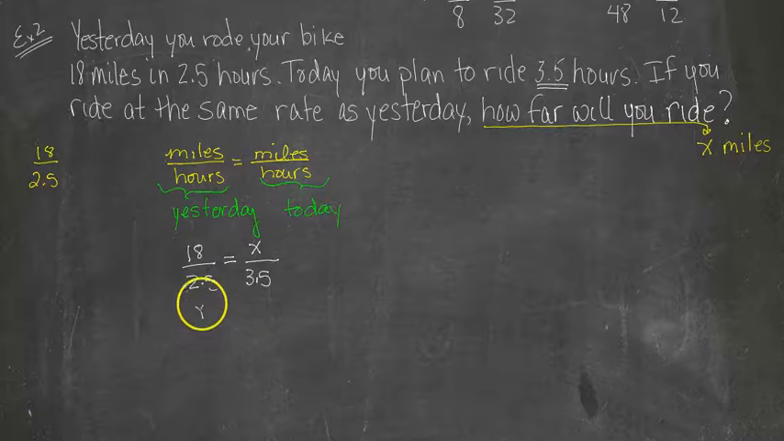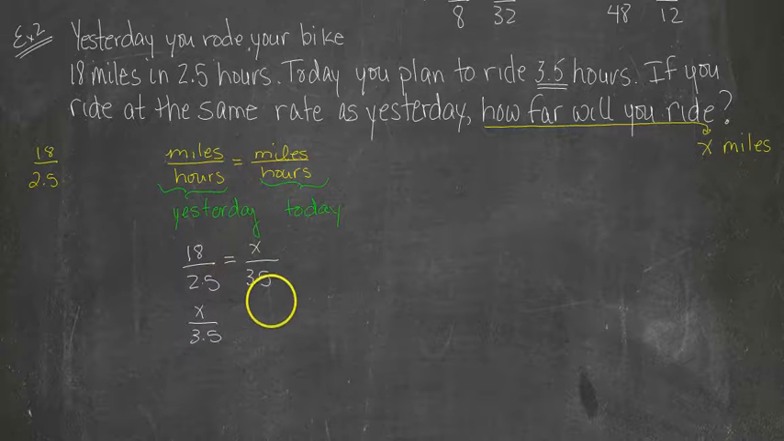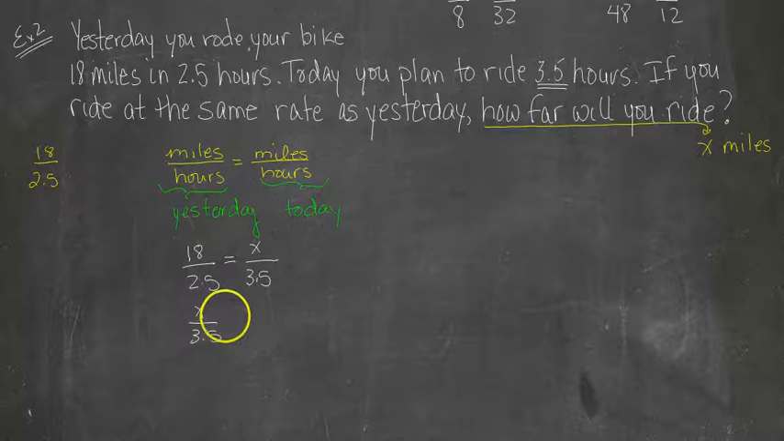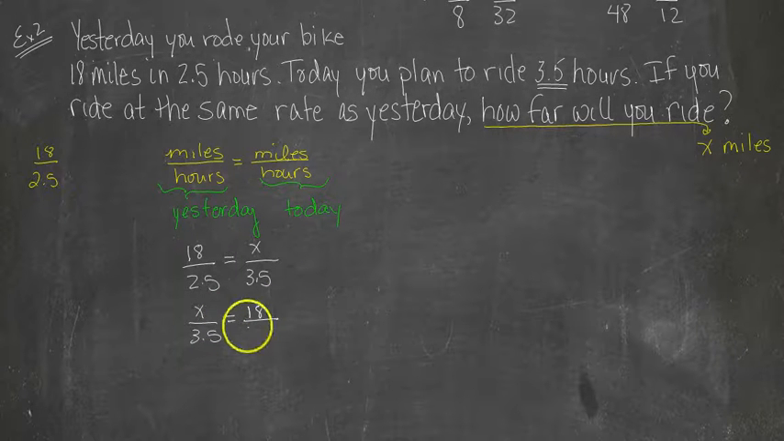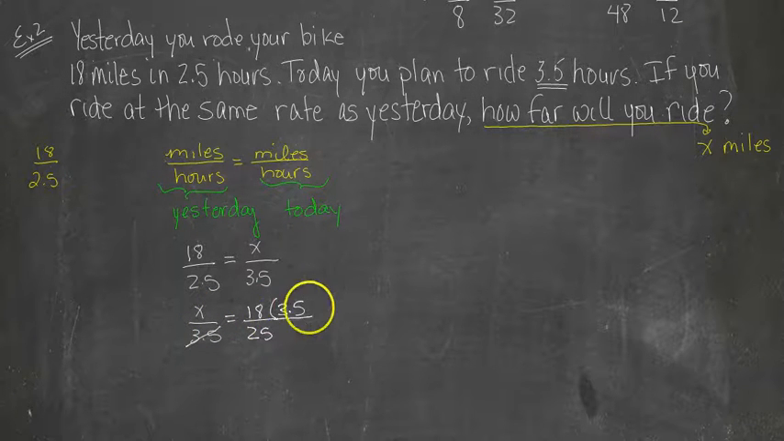First thing I want to do, obviously, is get my x on the left-hand side, because that's where I like it. In fact, in all honesty, I tend to set these up where my unknown is on the other side. But I didn't plan ahead as much because I was thinking about teaching you rather than just solving the problem, so it's okay. I can fix it at this stage. 18 over 2.5. So I want to get my x alone. That means I'm going to multiply 3.5 to both sides. So x equals 18 times 3.5 over 2.5.